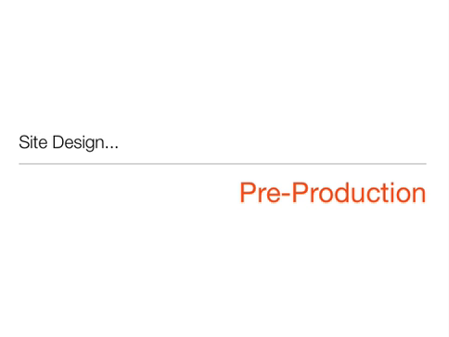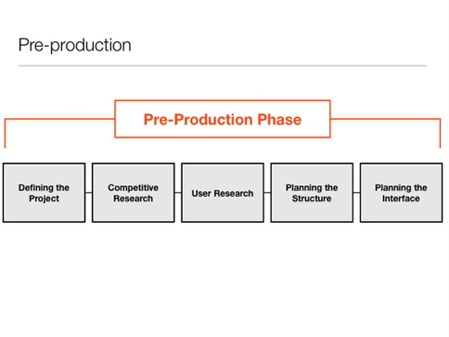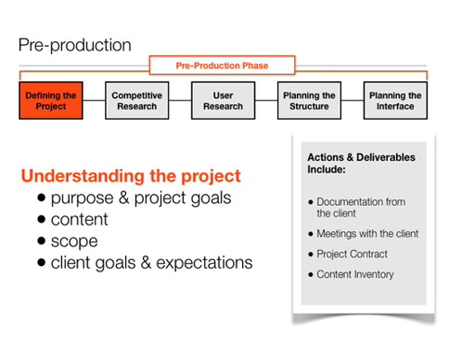Topic is site design, understanding pre-production. The pre-production phase of web development is all about coming up with a game plan and a plan of attack. There are 5 main parts to the pre-production phase: defining the project, competitive research, user research, planning the structure, and planning the interface.